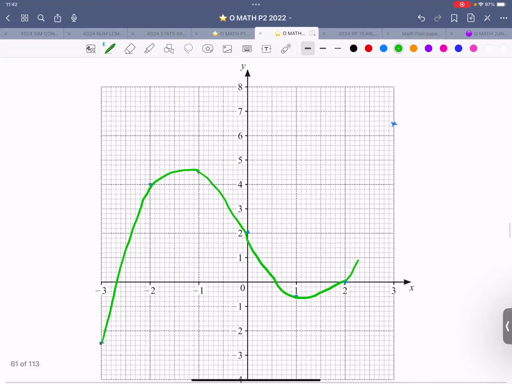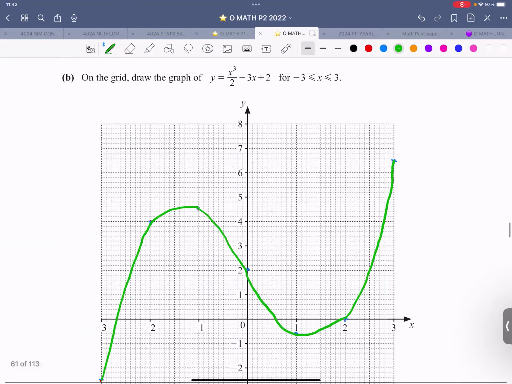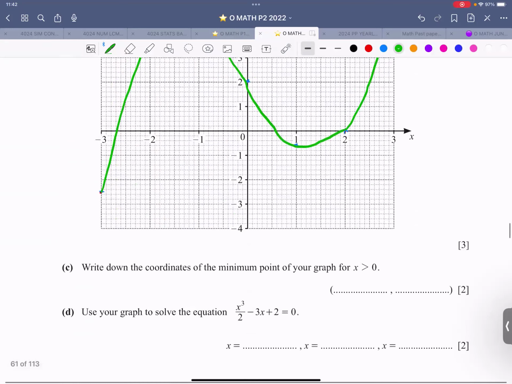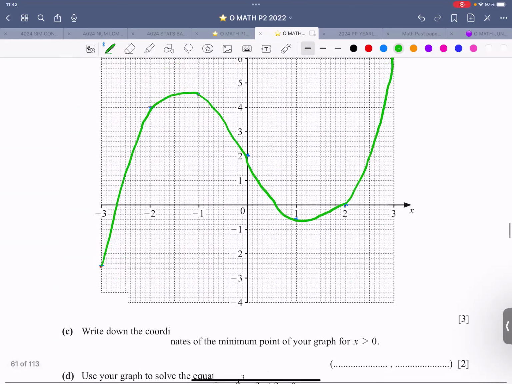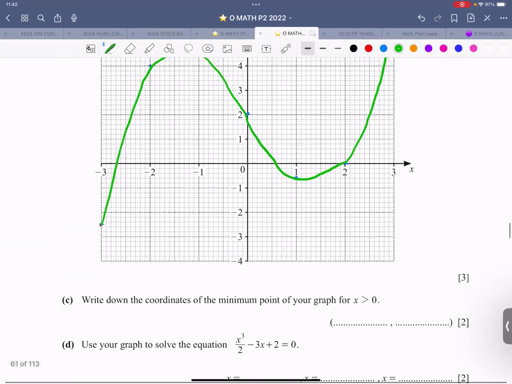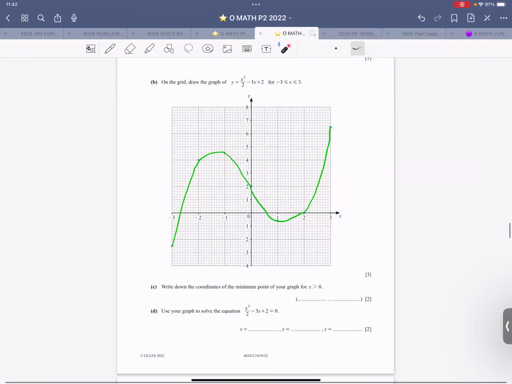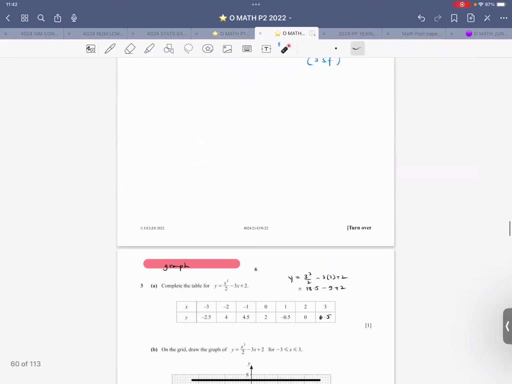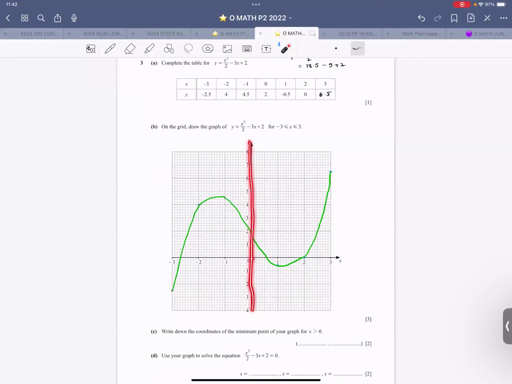So I'm drawing it on iPad, so don't expect that much accuracy from me. And that's how the graph is drawn. Write down the coordinates of the minimum point on the graph where x is greater than 0. What does it mean? Now, first of all, let me reduce it. X greater than 0 means the values of x greater than 0 is this. What is the minimum point?